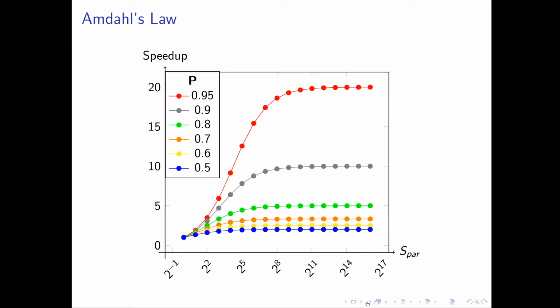I plotted the result of the Amdahl's law formula, given different values for S par and for capital P, so for the parallel fraction of the program. You can already see that if the parallel fraction of the program isn't relatively high, then a parallel program will generally not scale very well. That is, even if the speedup for the parallel part is very high, we still see that the speedup for the whole program will be relatively low.